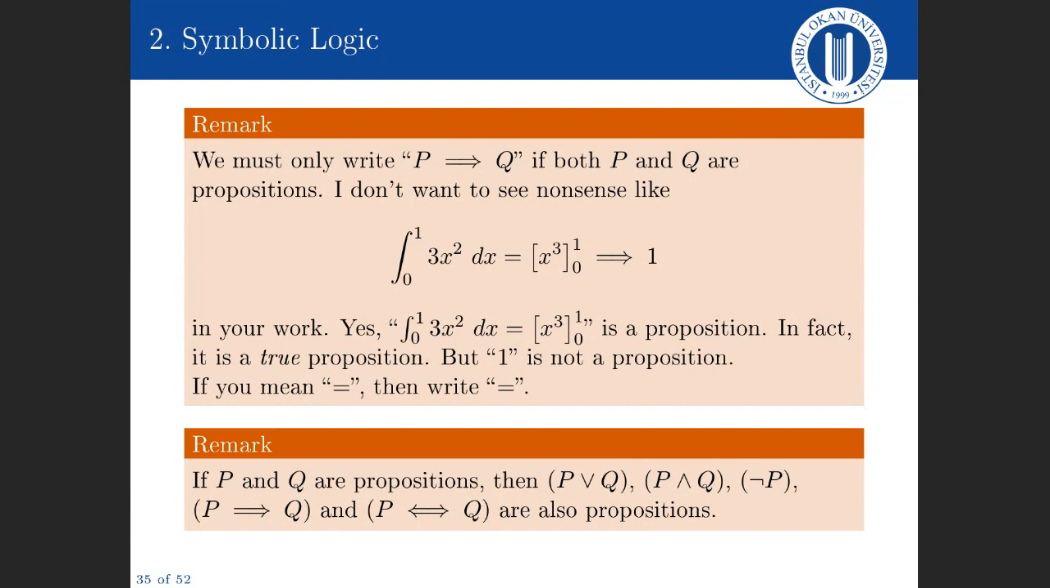Something students often write, which I don't like, is something like this. The integral between 0 and 1 of 3x squared dx is x cubed between 0 and 1. That's a true proposition. And then you write that this implies 1. But as we discussed earlier, 1 is not a proposition. What the students mean when they write this is an equals sign. But if you mean equals, then write equals. There's no need to write implies if you're not using propositions.